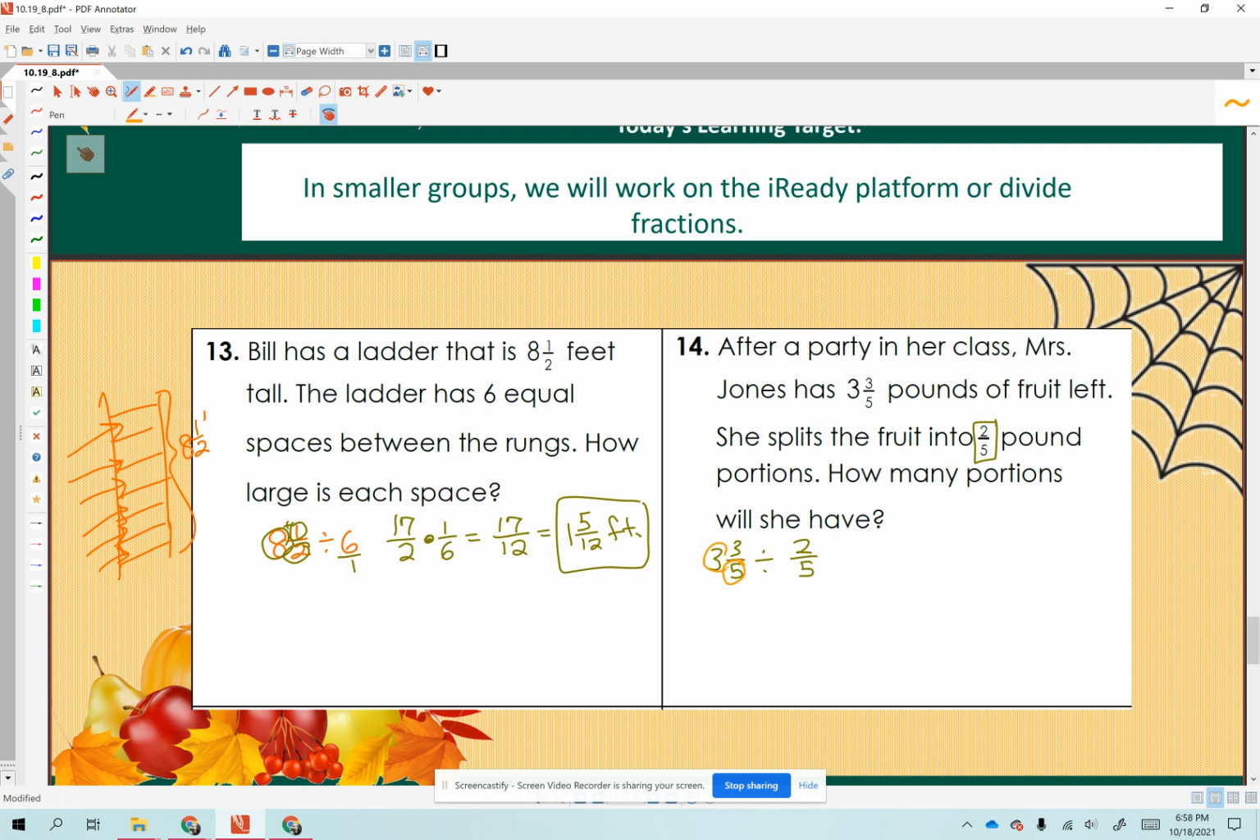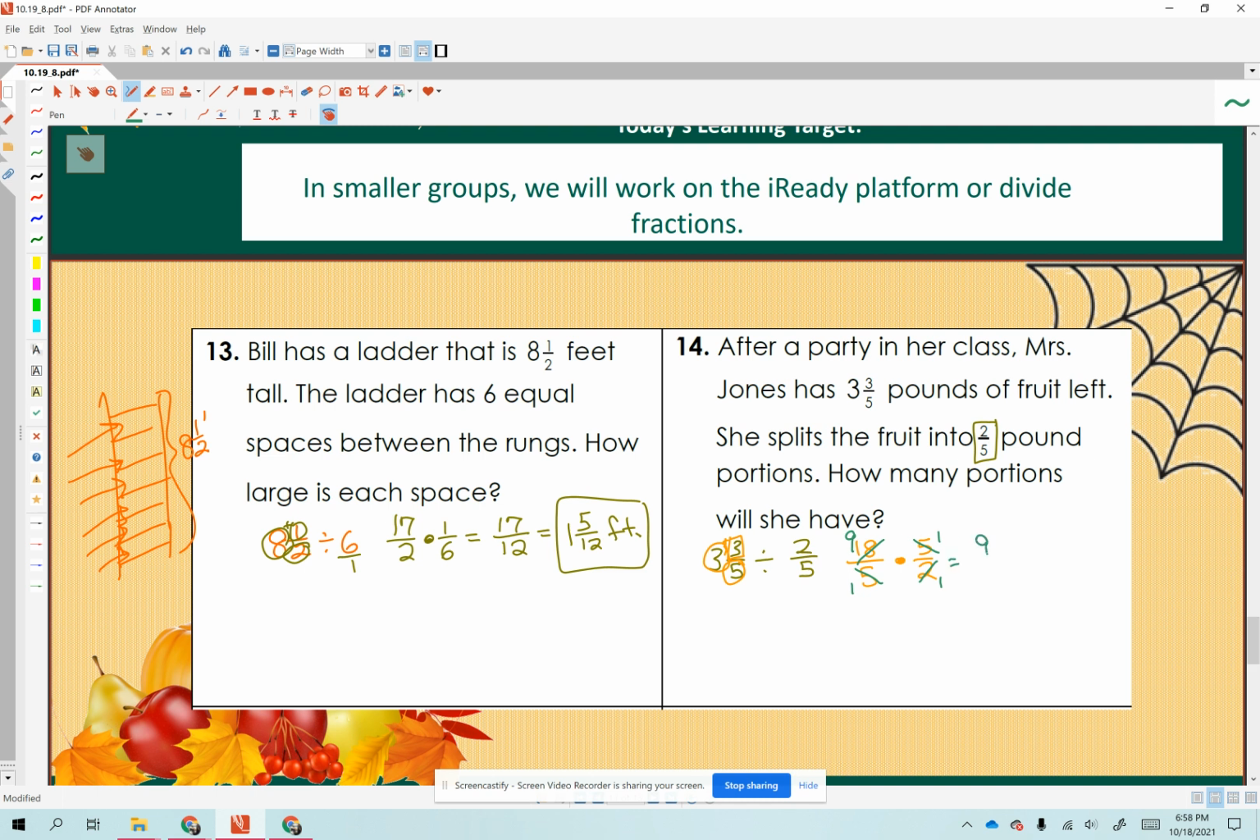So 5 times 3 is 15, plus 3 is 18. So that will be 18 over 5. Change the division to multiplication and multiply by the reciprocal of 2/5, which is 5 over 2. And right away, I can see that 5 and 5 are divisible by 5. 5 divided by 5 is 1 in each instance. I also see that 2 divided by 2 is 1, and 18 divided by 2 is 9.